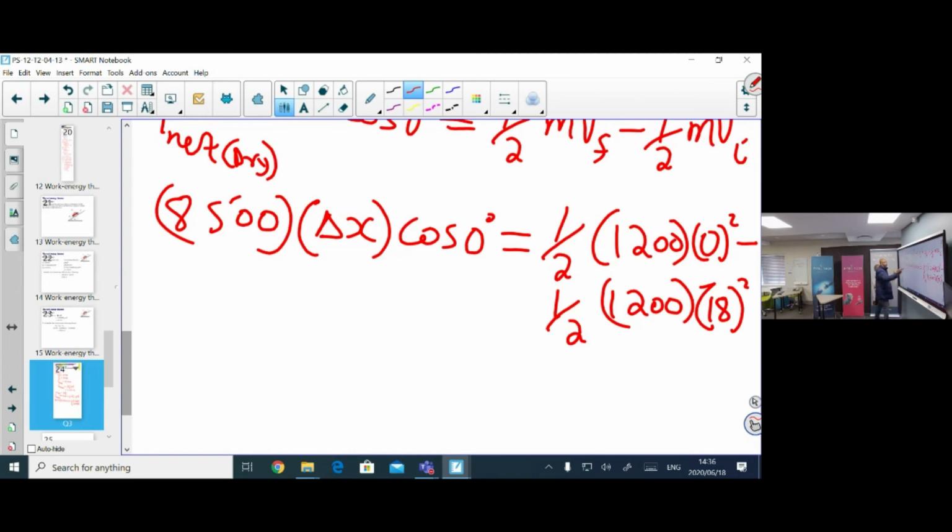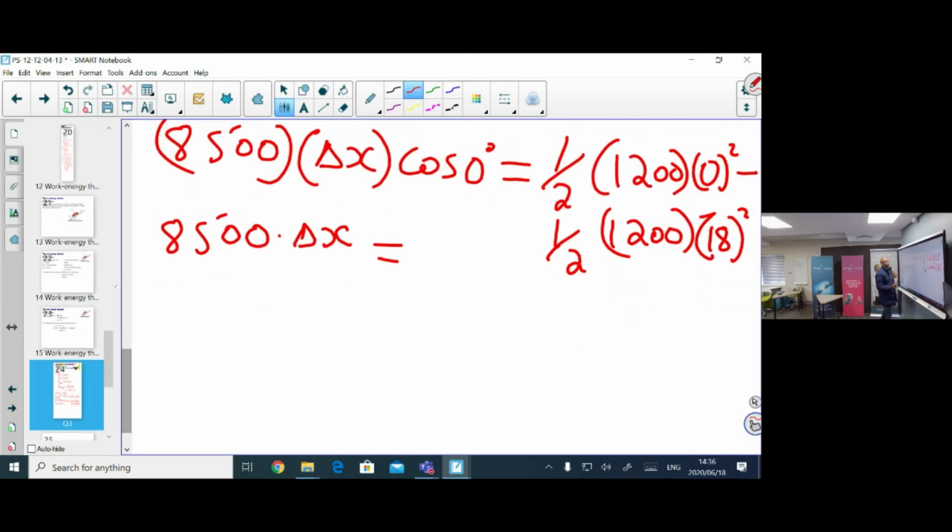Cos 0 degrees is equal to 1. Okay, we're going to have 8,500. In other words, it is 8,500 multiplied by change in x, which is equal to, because that one is 1, I can't just write it. And then we have half multiplied by 1,200 multiplied by 0 squared, everything there is 0, so I just go straight to minus the value. You have to say half multiplied by 1,200, which is 600, and then you multiply by 18 squared, multiply by 600.